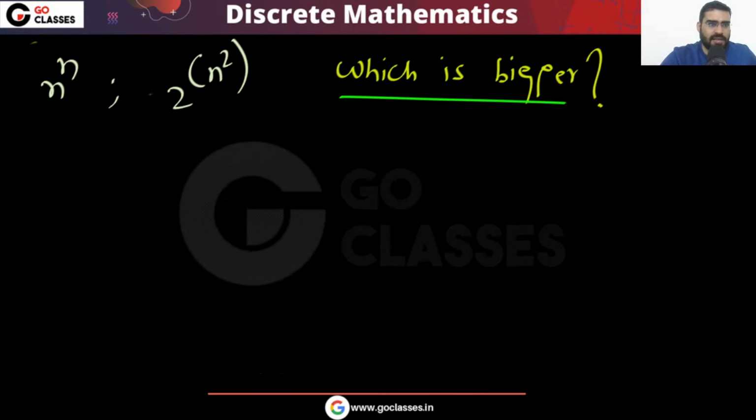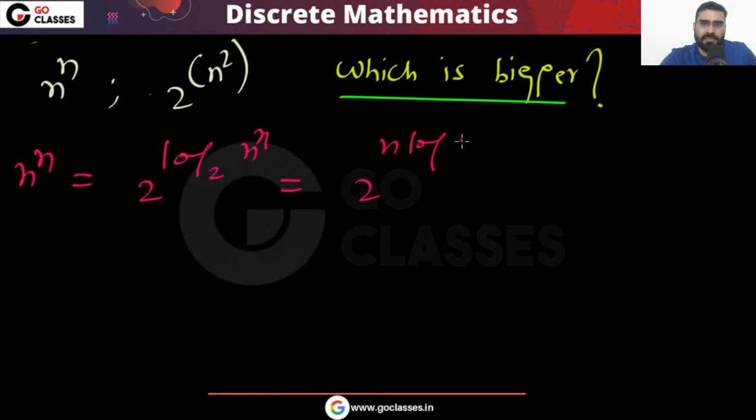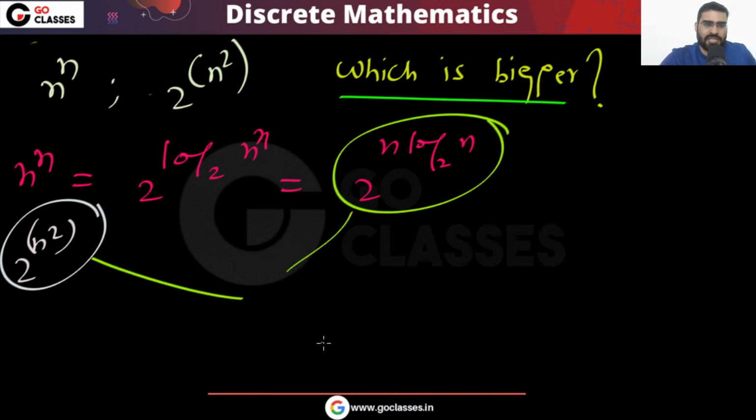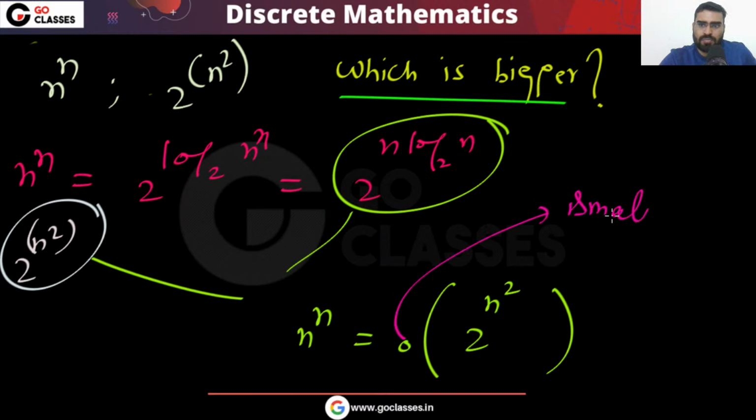So finally I can say, once you make the base the same, you can see this n power n you can write as 2 power log 2 n power n. What can you write it as? You can write it as 2 power n log n. And the other is 2 power n square. Now you can easily compare this value and this value, and you can say that n power n is basically small o of 2 power n square. This is small o.